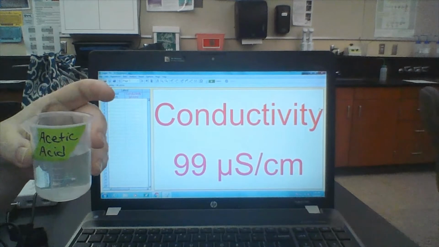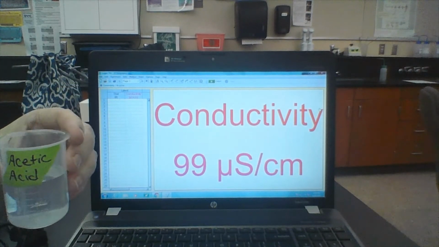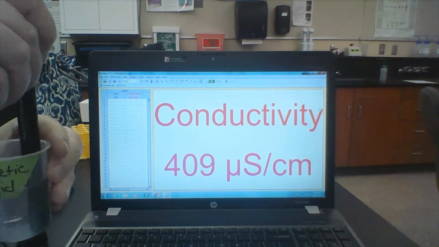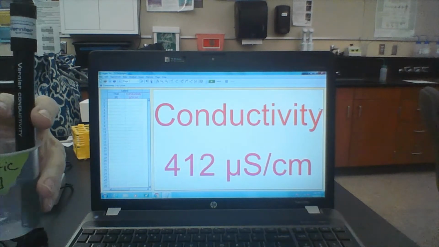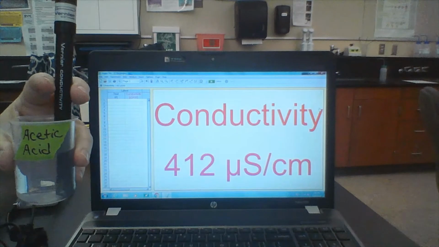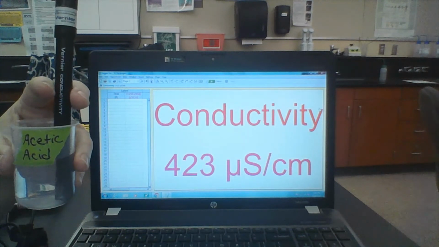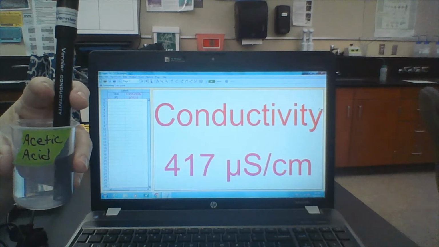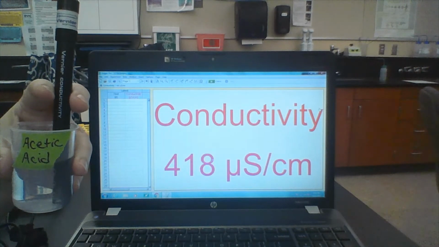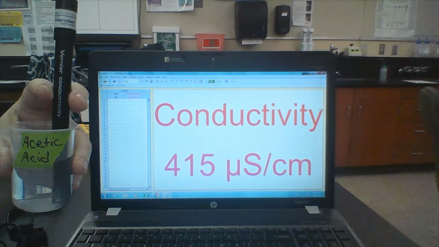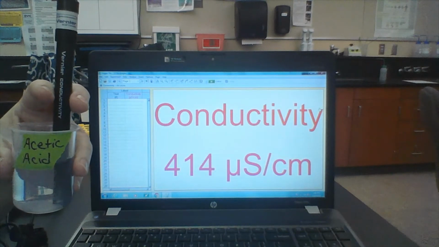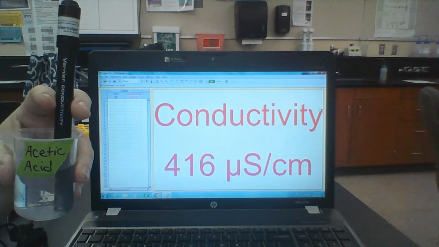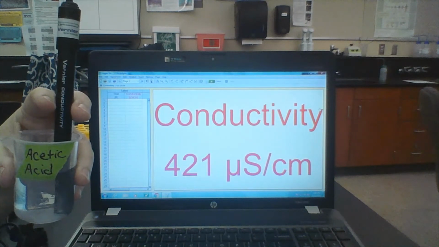The first of the acids we're going to test is acetic acid. The difference between a strong and a weak acid is that strong acids dissociate completely. In other words, they completely break up into ions when they're placed in water. A weak acid does not dissociate completely. In fact, it dissociates very little, and you would expect it to have a very small value.